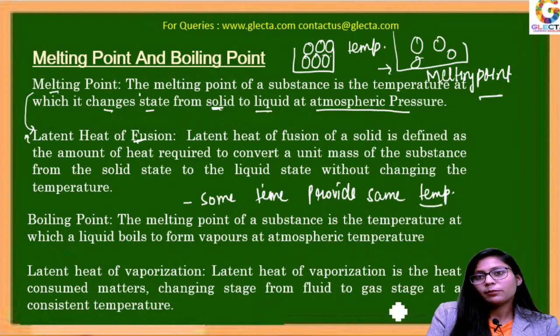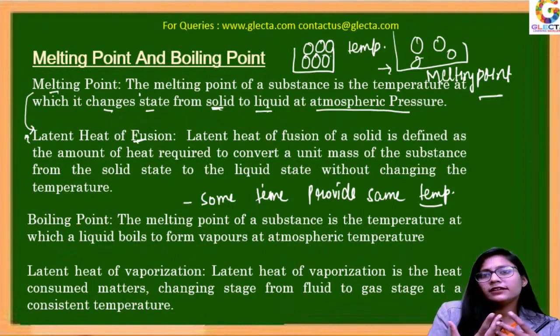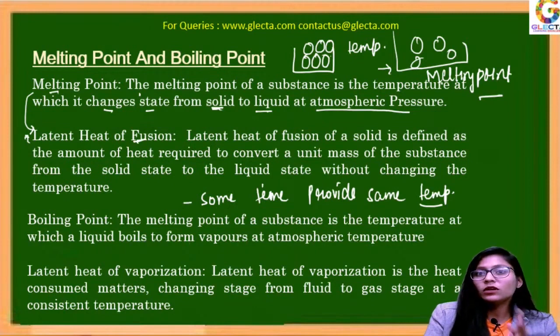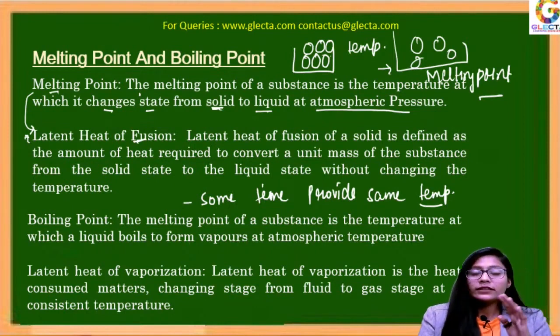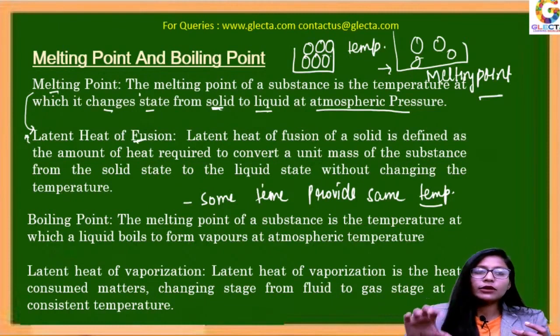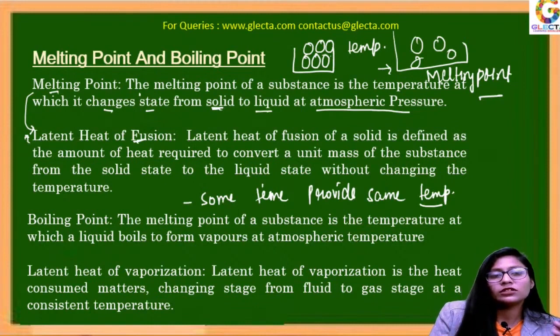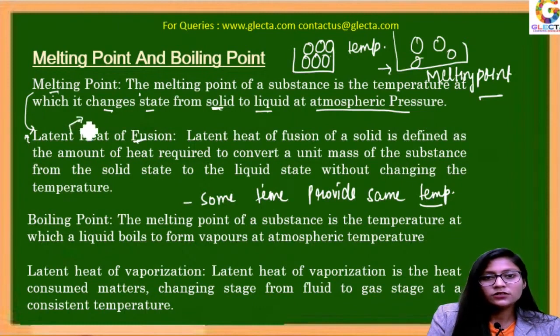Why do you have to provide the same temperature? When the particles of the solid convert themselves into liquid, they need some energy to convert into another state. The liquid particles have more energy as compared to the solid particles in the solid state. So when this energy is absorbed in converting from solid to liquid, that energy is called the latent heat of fusion. Latent means hidden. It is called hidden heat.